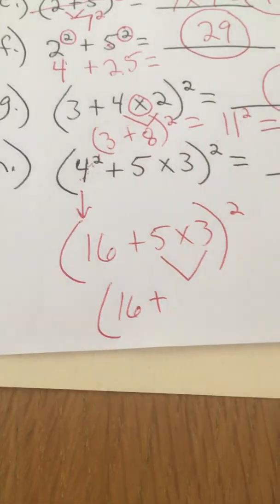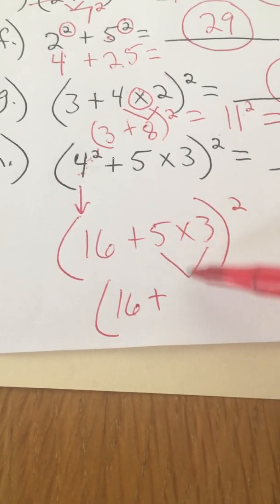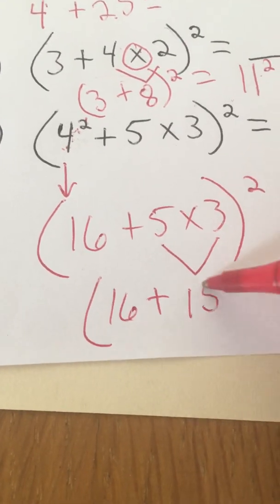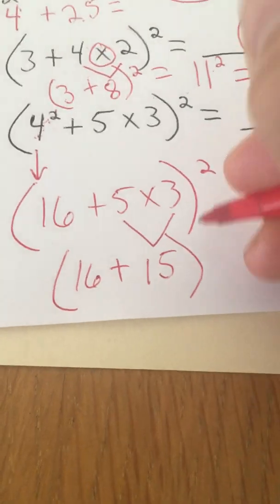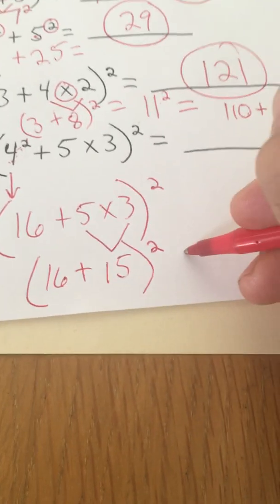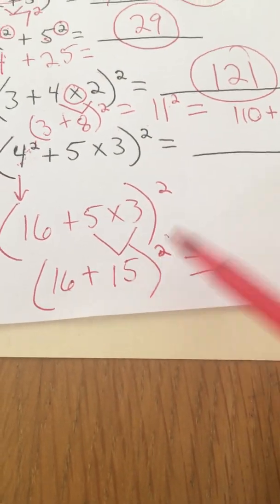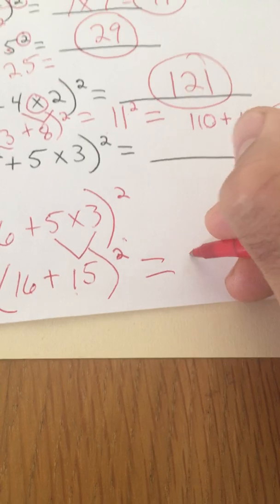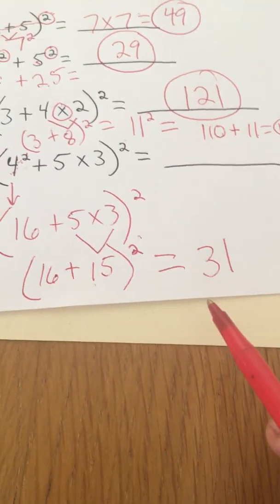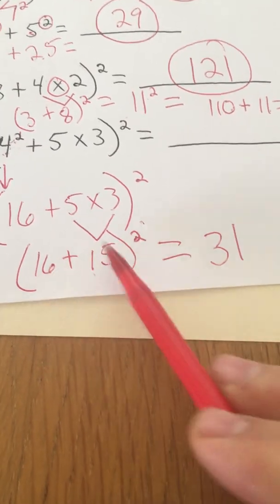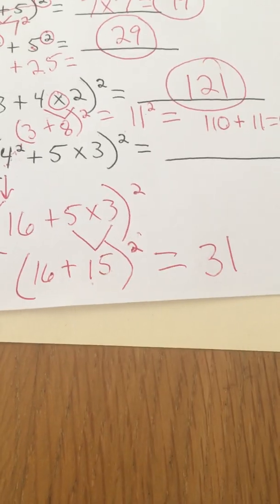So in the parentheses, we have 16 plus. Since 5 times 3 is 15, we have 16 plus 15. We're still having those in parentheses. Then we'll square that, or multiply it times itself 2 times. 16 plus 15 is 31. 15 plus 15 is 30, so plus 1 more is 31.